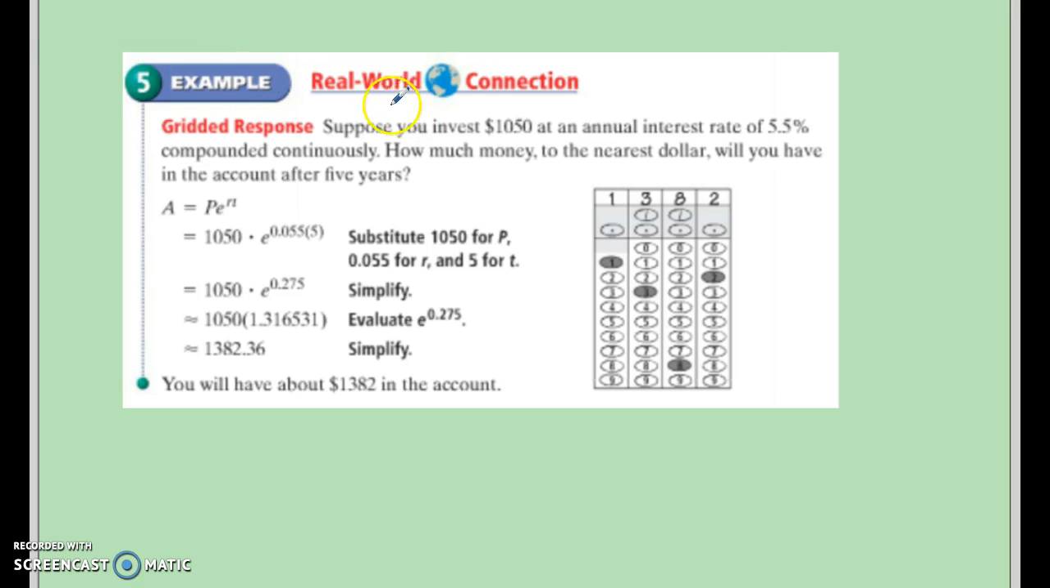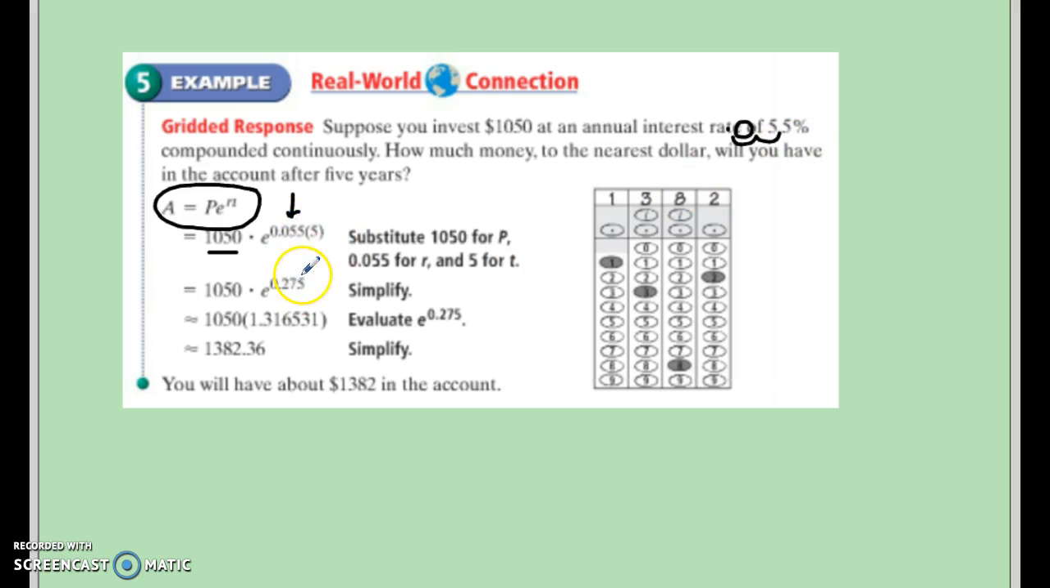So here's an example of this. Suppose you invest $1,050 at an annual interest rate of 5.5% compounded continuously. How much money to the nearest dollar will you have after 5 years? So I'm going to take my formula, and I always use the same formula, and I plug in the things that I know. Well, I start with $1,050, so that goes where the P is. e is the number itself. Here's where I changed my percentage into a decimal. So instead of 5.5%, remember, I take my decimal and move it twice. So it's 0.055. And we're talking about 5 years.